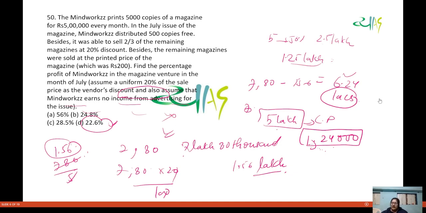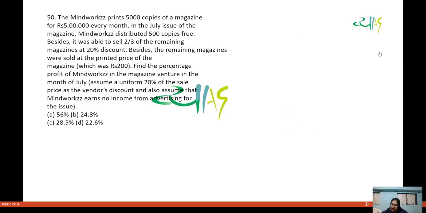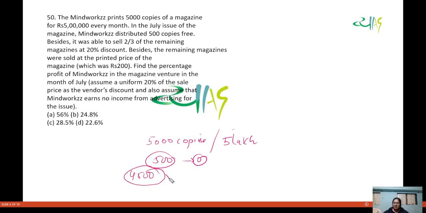So I hope everybody understands this question. See, the question is lengthy, but it is simple also. It is basically saying that these were the 5,000 copies, and this Mindwork spent 5 lakh rupees on publishing these copies. Okay, and then 500 copies we gave for free, so 0 rupees for these 500 copies. The remaining, how much? 4,500 copies.